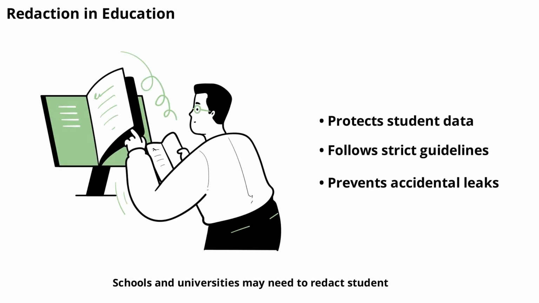Schools and universities may need to redact student records before sharing them with researchers or other institutions. This can include removing names, grades, or disciplinary information to protect student privacy. Educational institutions must follow strict guidelines to ensure that sensitive data is not accidentally disclosed.